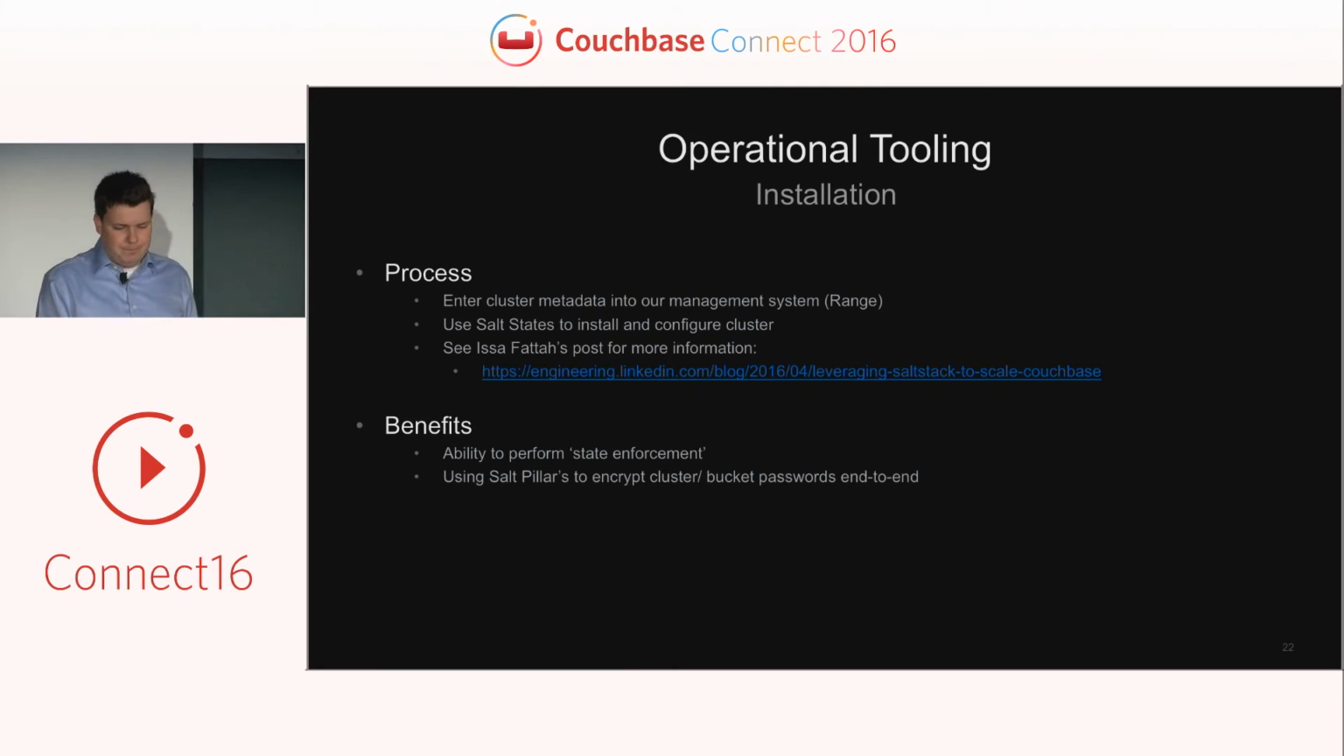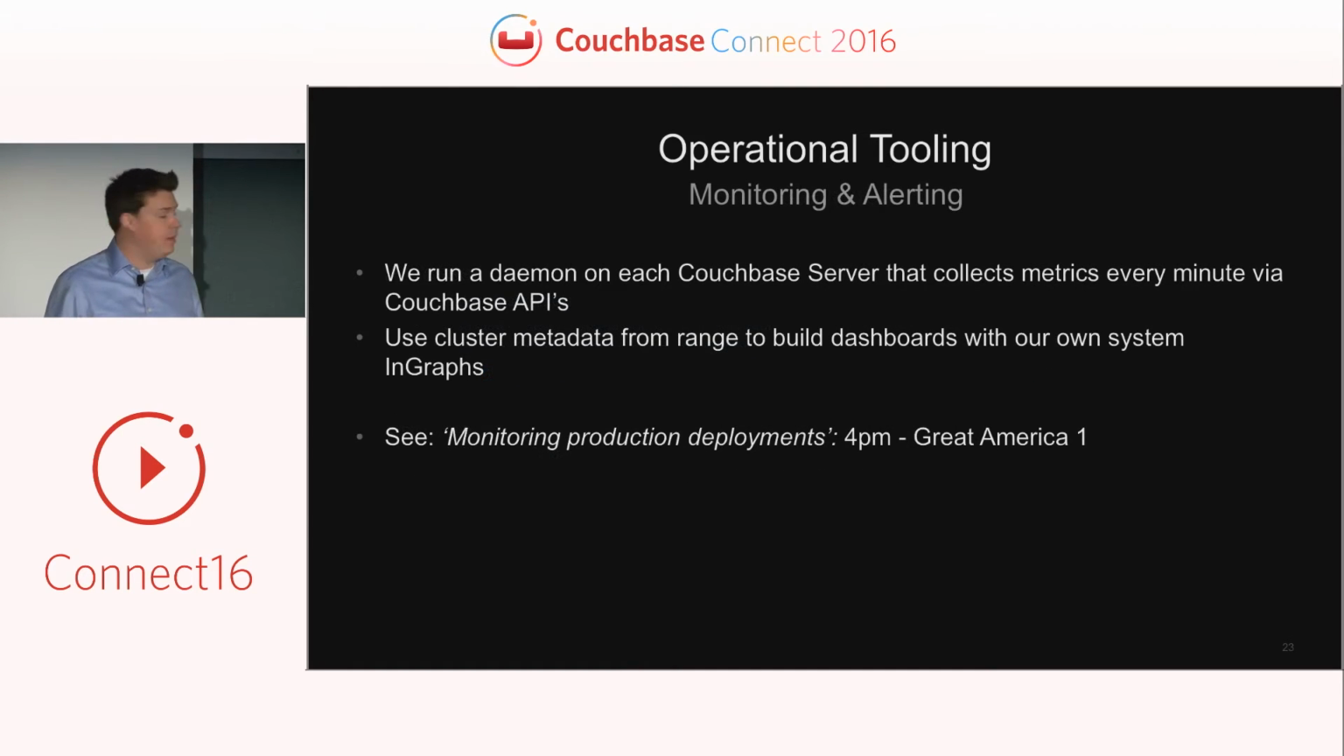So monitoring and alerting. We want to get data from all of our Couchbase servers on how they're performing. So we run a daemon on each Couchbase server, which sends metrics to Ingraphs, which is our in-house monitoring system. We simply have a wrapper, this daemon, that calls the Couchbase APIs, gets this data, and emits it, and I see it one or two minutes later. And then going back to using that cluster metadata, we go and build dashboards.